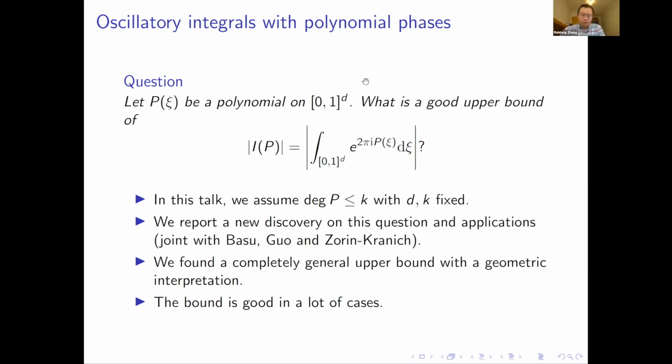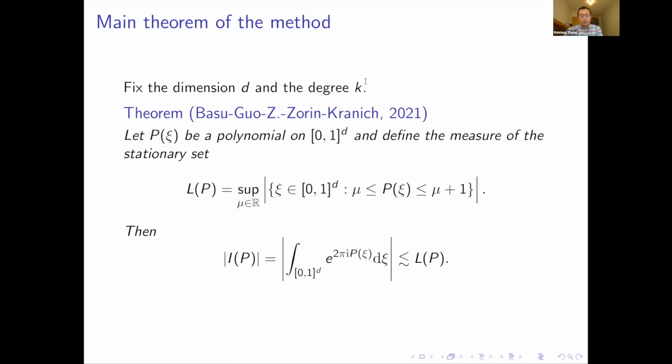So we made a new discovery with Basu, Guo and Zorin-Kranich. We found a general upper bound in this context. And the upper bound has a geometric interpretation that I'll show you in one slide, I guess. And we found this bound is also very good in a lot of cases that I'll also explain in a bit. So what is our theorem? What is our bound? It's right here.